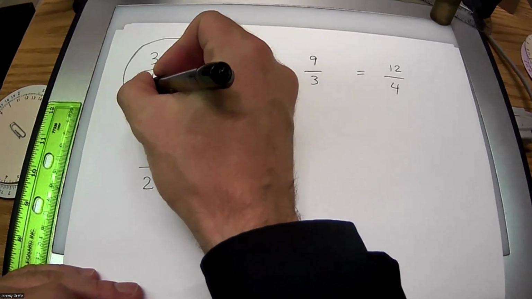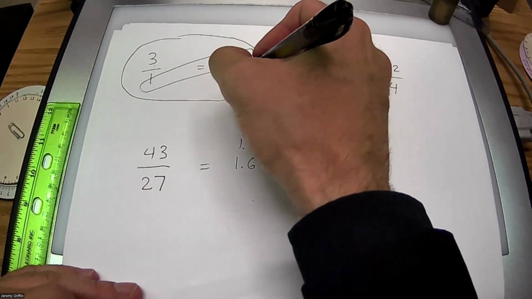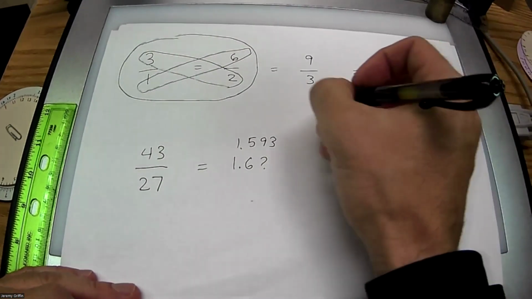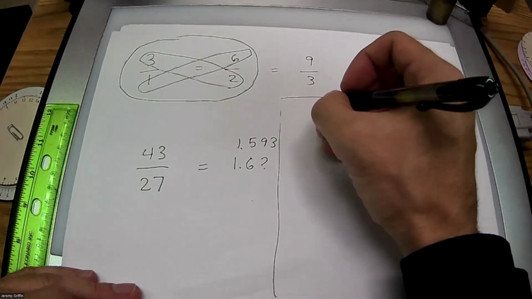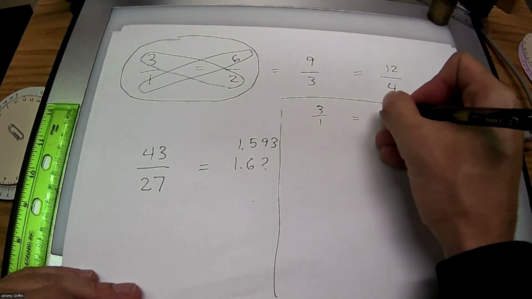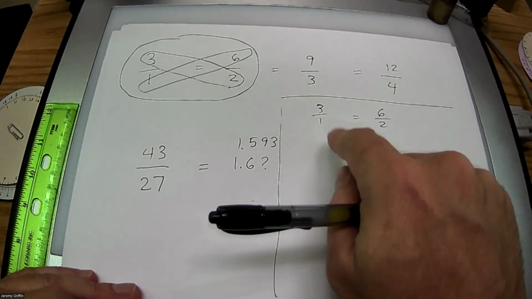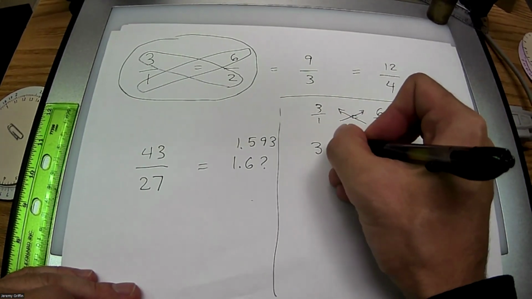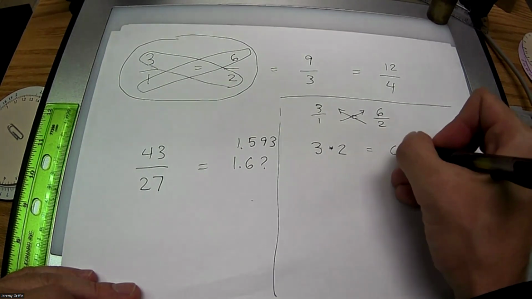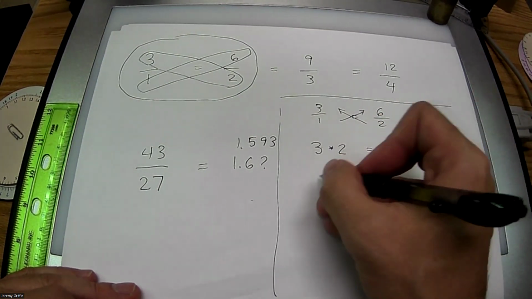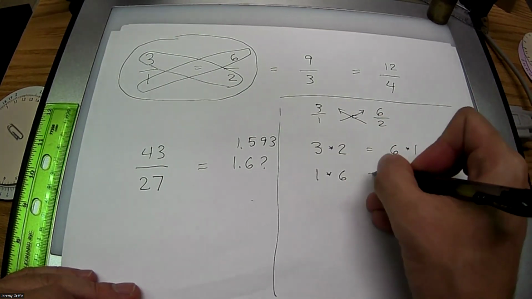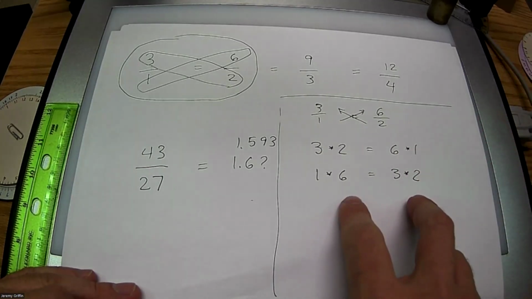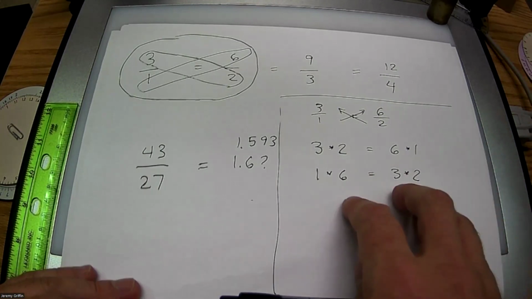Can I cross multiply that right there and that right there? Is that true? Here, let me bring this over here. Since I know that 3 over 1 is equal to 6 over 2, we did that a few minutes ago, I can cross multiply. I get 3 times 2 equals 6 times 1. Or maybe I should have done that the other way. So 1 times 6 is 3 times 2. Either way. Is that okay? So what are we going to do with that?